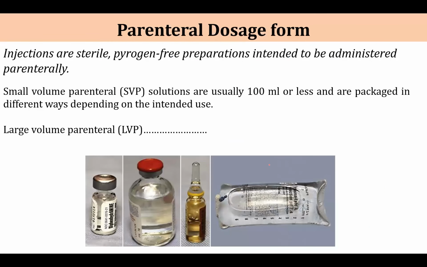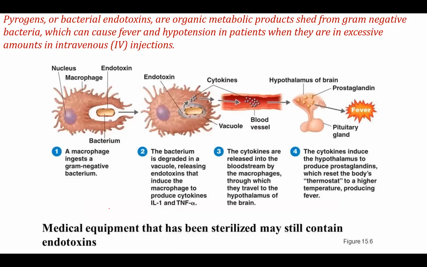Parenteral dosage forms, we discussed in more detail in the class, like what is pyrogen-free and what is sterile, correct? So these are the different kinds of dosage forms, starting from single-dose vial, multi-dose vial, ampule, and large volume parenteral.